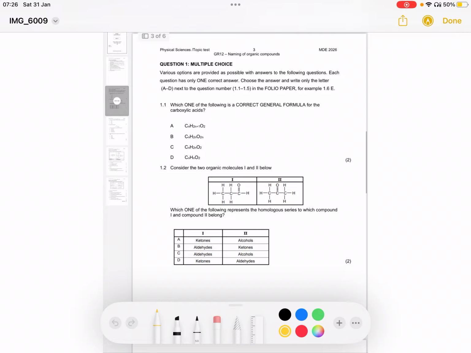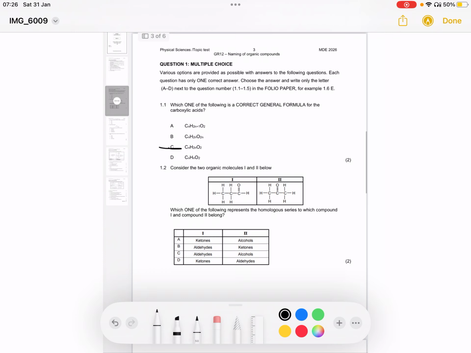General formula for carboxylic acid. Now, carboxylic acids have the general formula CnH2nO2. So A is not part of it, B is not part of it, and therefore the answer would be C. So answer here is C.